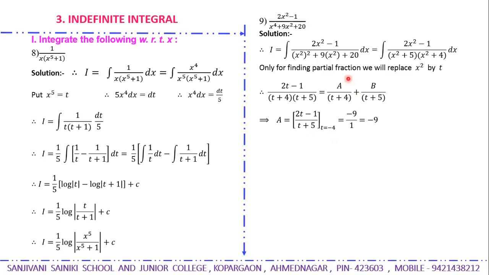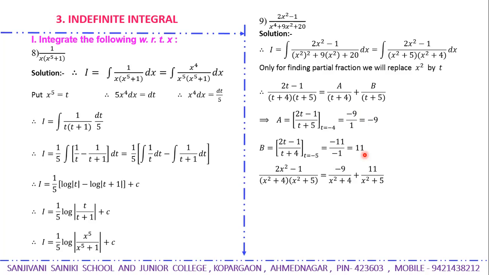Now how to find the value of a? The denominator becomes 0 when t is equal to minus 4, so we will put minus 4 in this part. And we put t is equal to minus 5 to find the value of b. So the partial fractions are 2 upon x square plus 4 and minus 1 upon x square plus 5. These are the partial fractions.